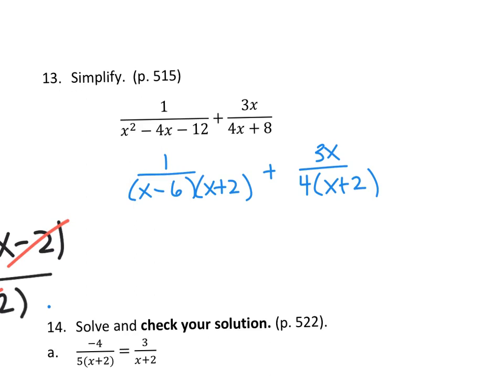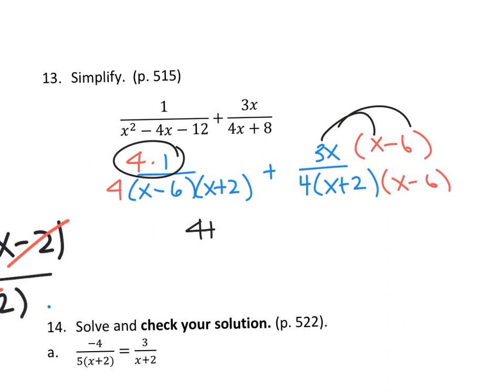And I'm noticing that they both have x plus 2 in common, but the left-hand side needs a 4, so I have to multiply it on the top and the bottom. And the right-hand side needs an x minus 6. So we have a common denominator. So I'm going to simplify. The numerator is going to be 4 plus 3x squared minus 18x, all over 4 times x minus 6, x plus 2.